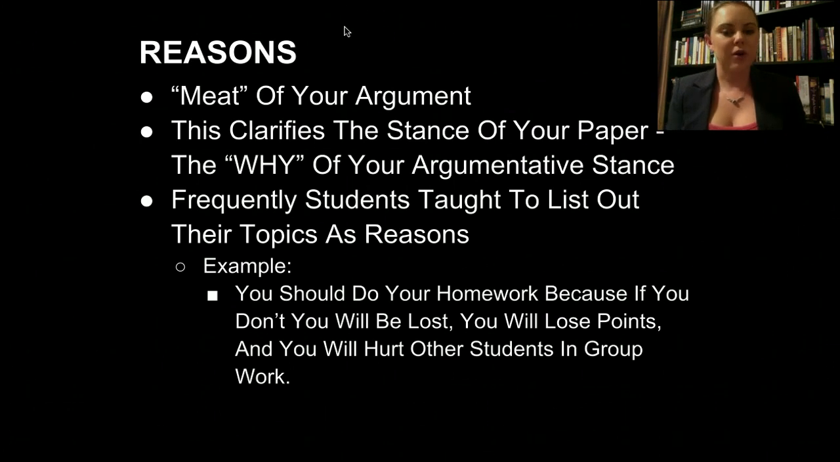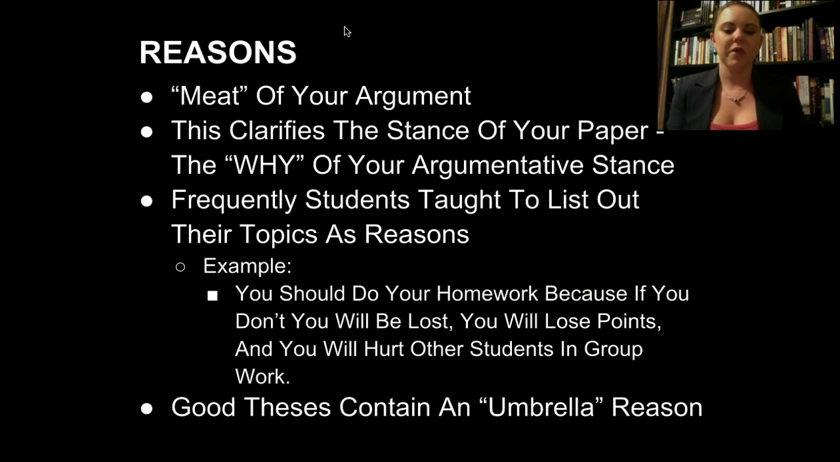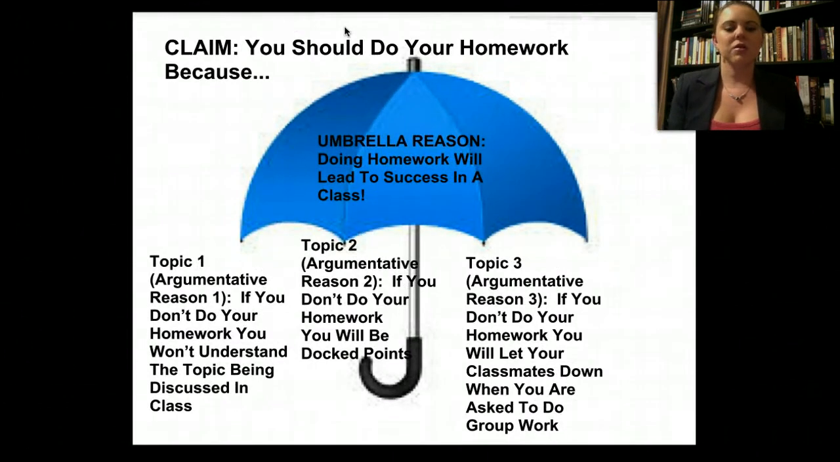So a better approach is to use what I call the umbrella reason. Okay? So an umbrella reason is going to be a reason that covers all of the topics that are going to make it into the paper. This forces your thesis to be very concise and for all of your topics to connect to each other. This makes for a very logical paper.